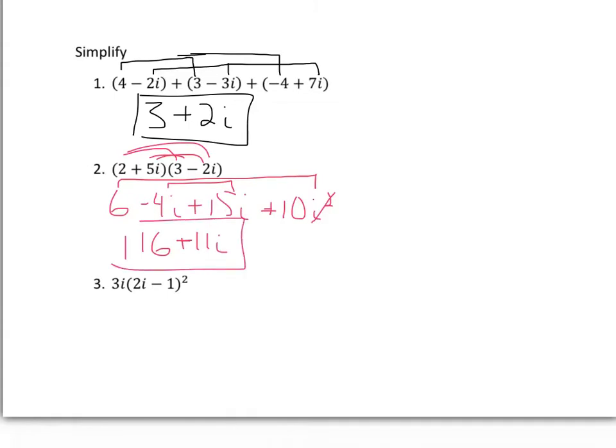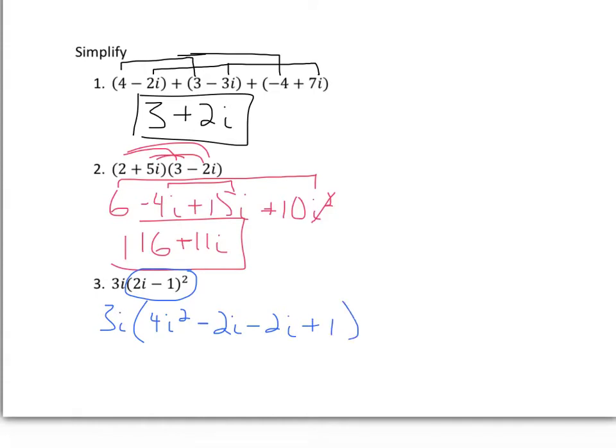Number 3 is a little bit more difficult because we're going to distribute, but we have to worry about the square first. So this is, remember, 2i minus 1 times 2i minus 1. Do not just square both of those terms. You absolutely have to FOIL it out. So we have a 3i out front, and on the inside we're going to FOIL this. So we'll have 4i squared minus 2i minus 2i plus 1.